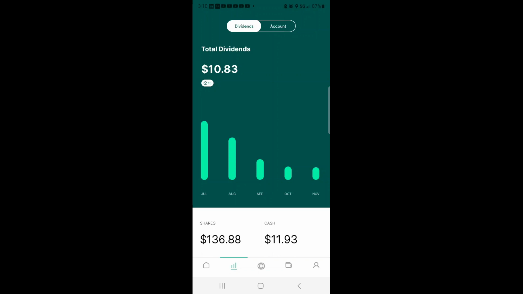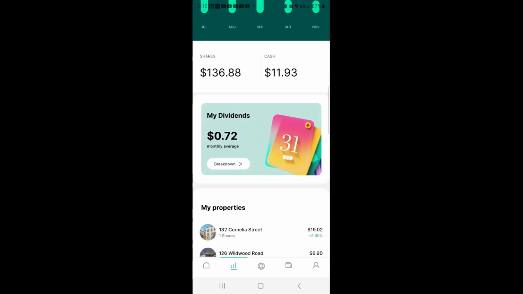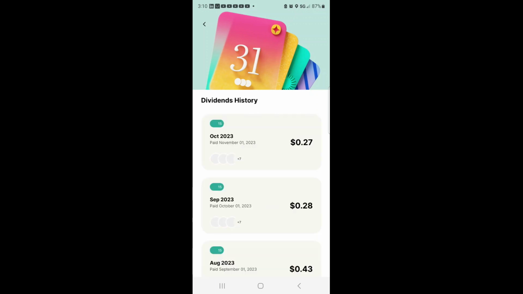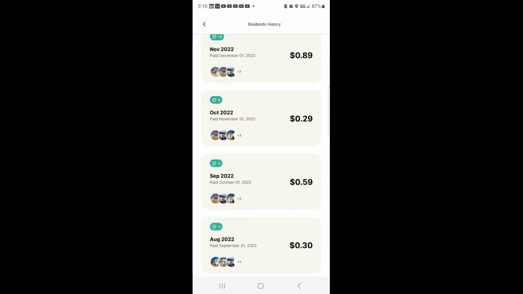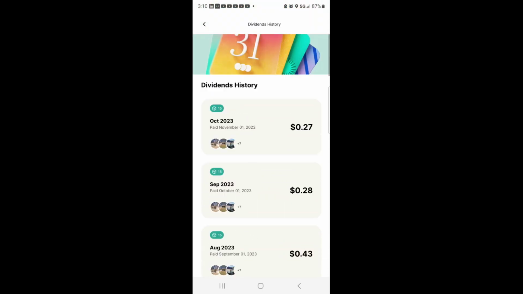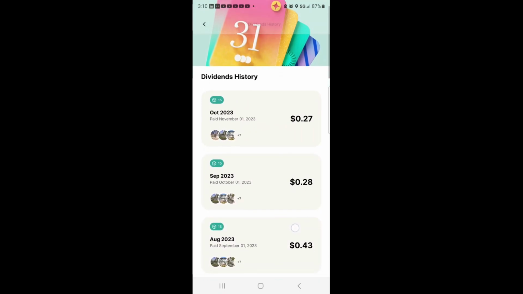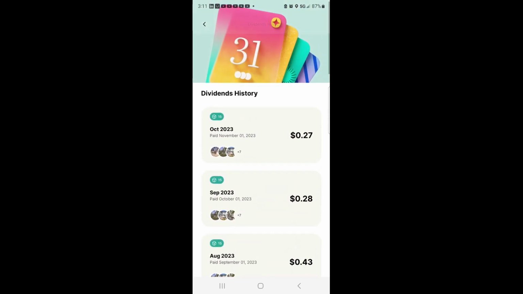As you can see, the total dividend that I received was $10.83. Now, if we want to see my dividend breakdown, for my dividend history, we can see the breakdown, all the way down from 2022 all the way till October 23. So from October 2023, I'll just go over the last 6 months.